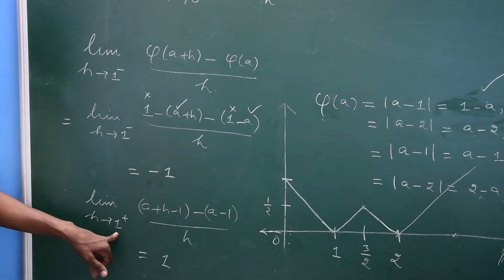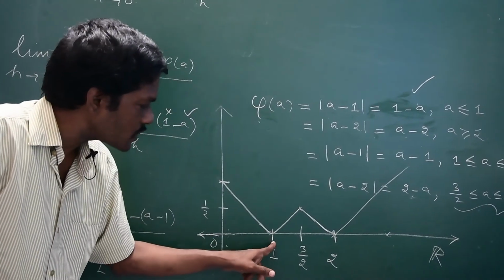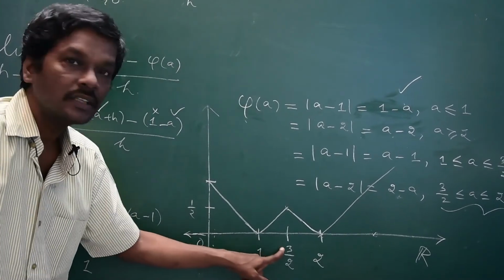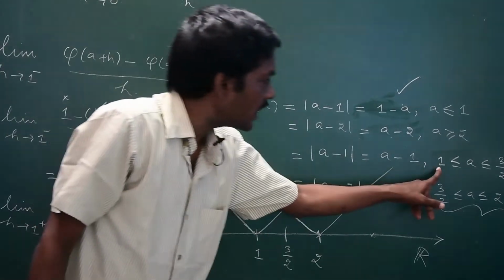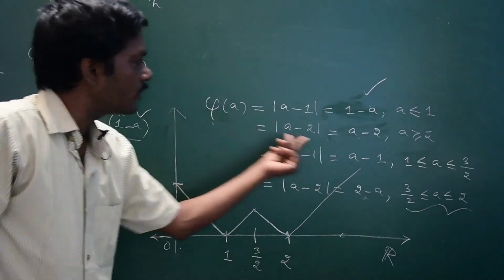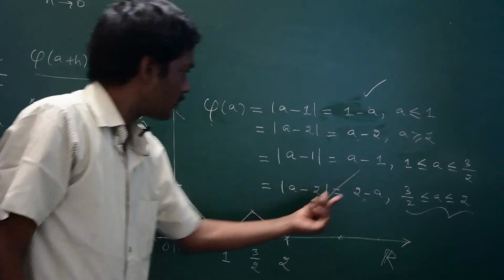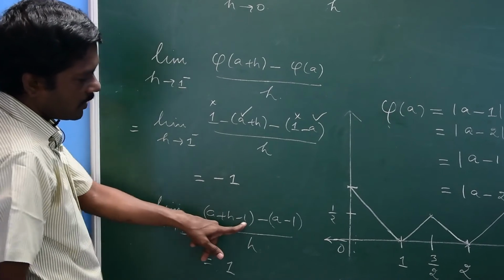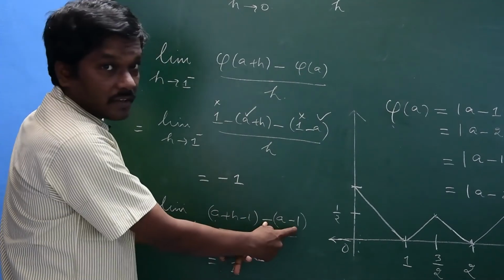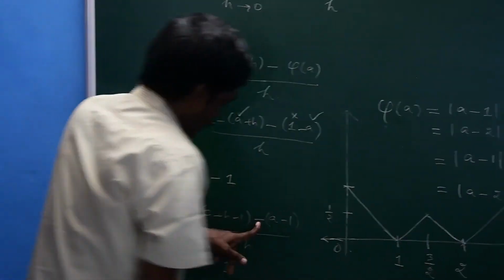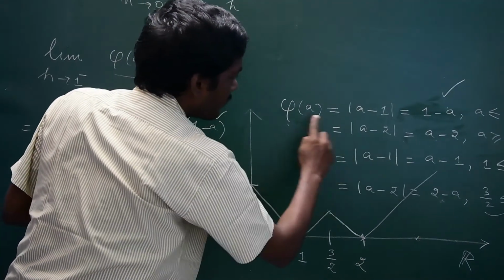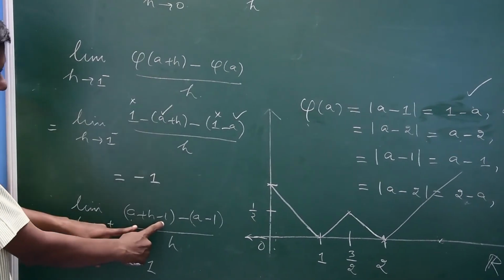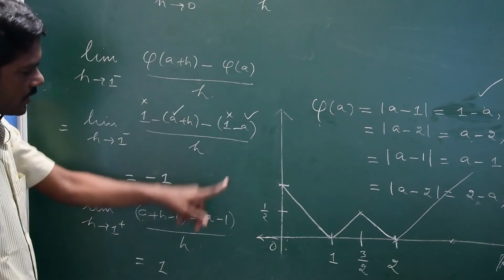Now when h tends to 1 plus, you are approaching 1 from the right. So a lies between 1 and 3 by 2. In that case, we have to take the definition of phi of a to be a minus 1. So what will happen? Phi of a plus h is a plus h minus 1, minus phi of a, which is a minus 1. We are taking the definition, the third one. This one we take phi of a to be a minus 1. So a plus h minus 1, because phi of a plus h is a plus h minus 1, minus phi of a, which is a minus 1.